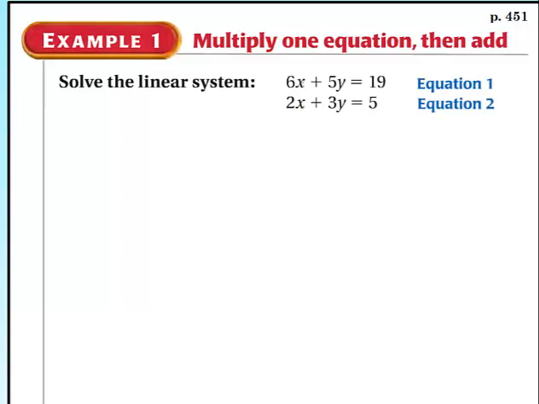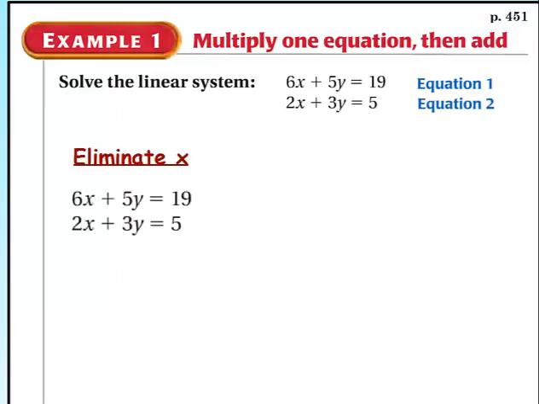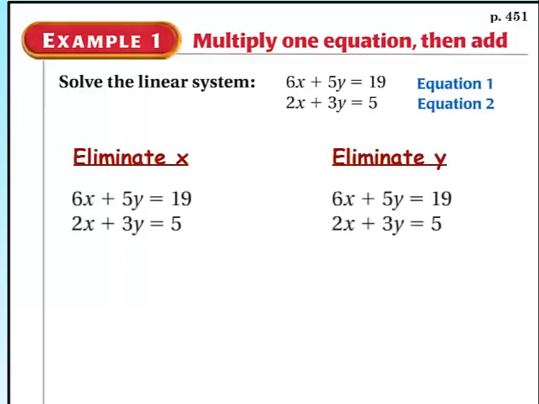So the first thing I might look at is, are the coefficients of either one of these variables opposite? Well, they're not. So what we're going to have to do is choose one of the equations, and maybe both, and multiply it by some number, so that when you multiply through, the coefficients will be opposite. What we can do is eliminate either the x variable or the y variable. It's your choice, whichever seems to be the easiest for you. We'll do both of them here to demonstrate that it really doesn't matter what you choose.